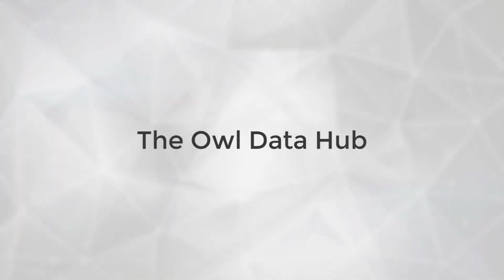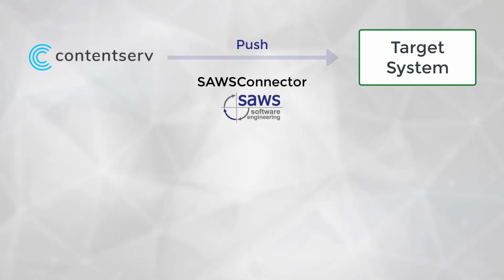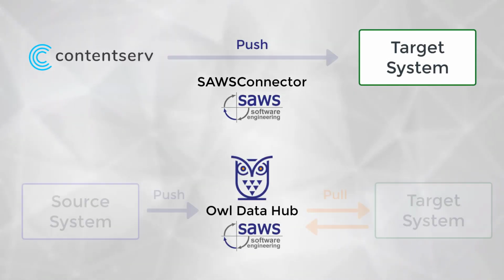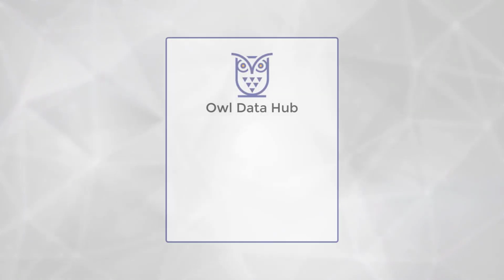The OWL Data Hub. The OWL Data Hub is a new component added to the OWL Cloud services. While the connectors are mostly focused on pushing data to systems, our goal with this addition was to create an interface where the data can be pulled from. The OWL Data Hub consists of two main components.